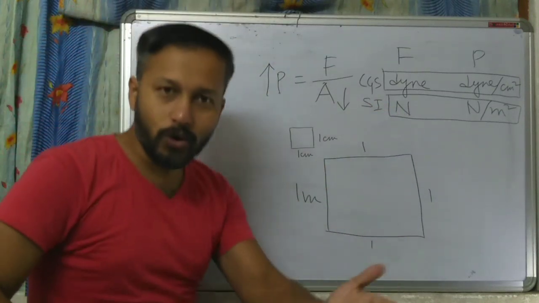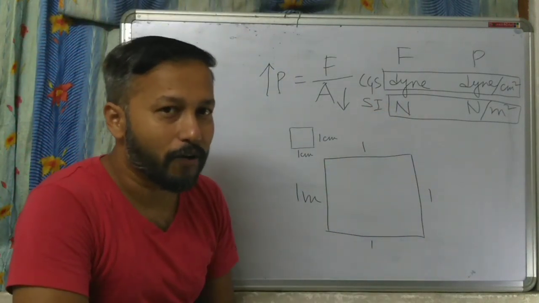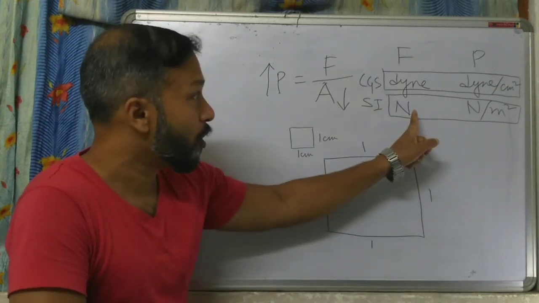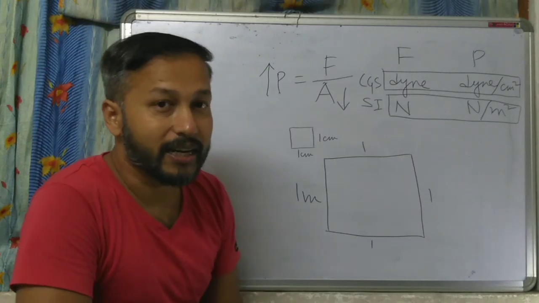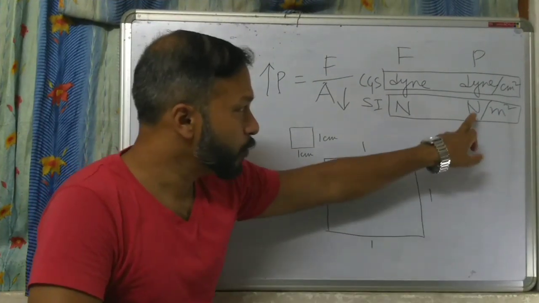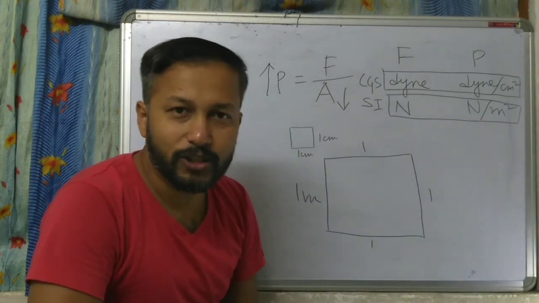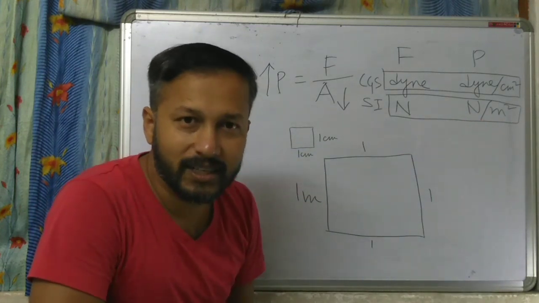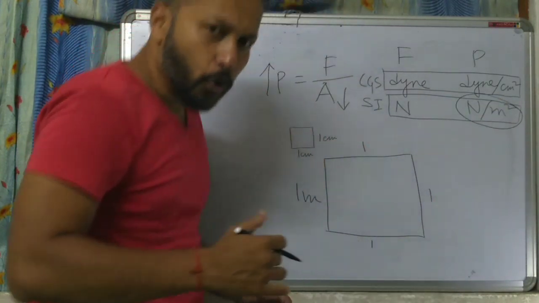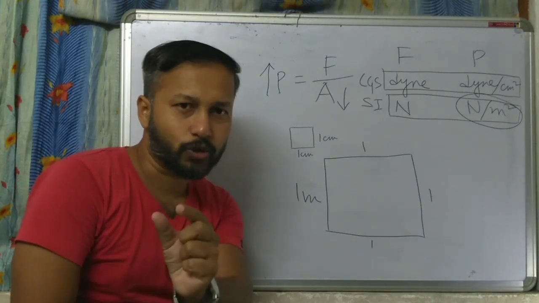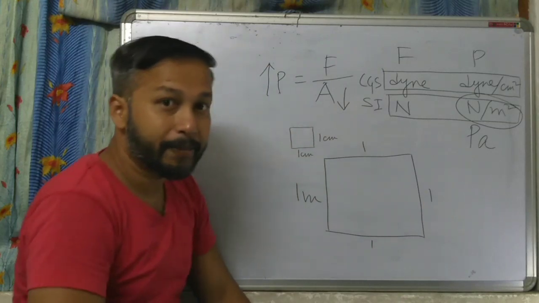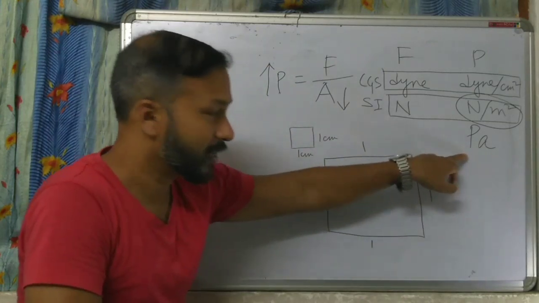Fine. So now you know what are the units of force and pressure in CGS system, and you also know the units of force and pressure in SI system. One more information, Newton per meter square is also called Pascal. So you don't have to write Newton per meter square. Directly you can write Pascal. Capital P, small a, Pascal.